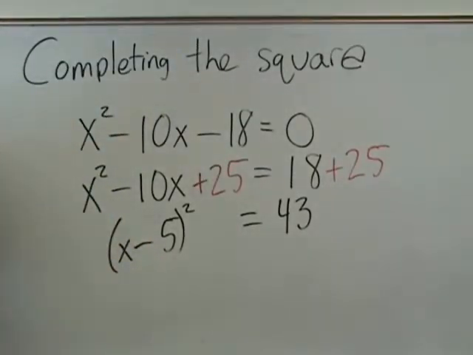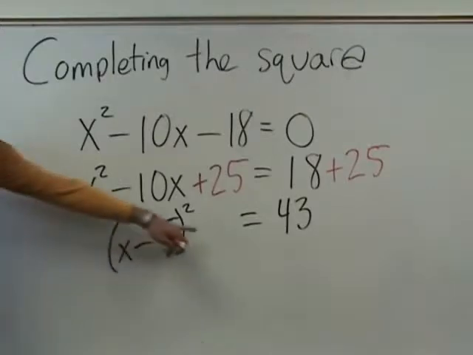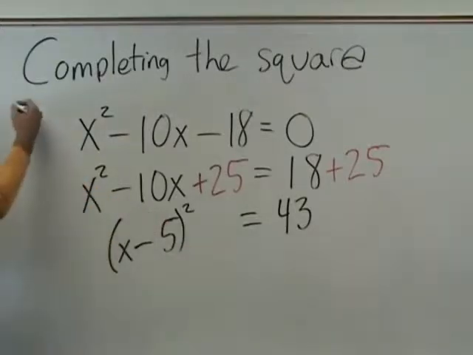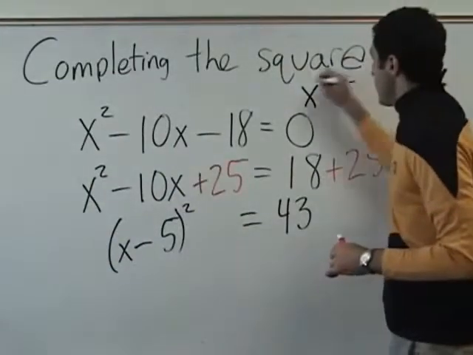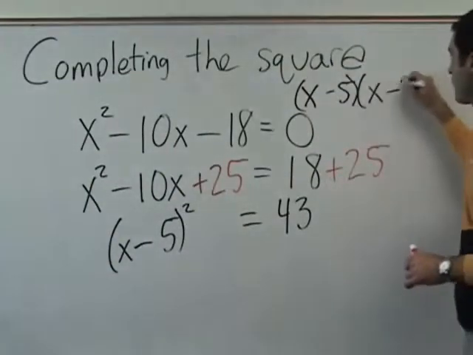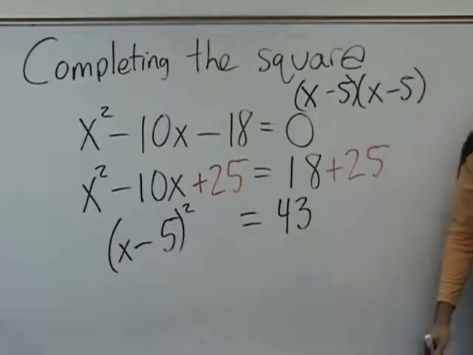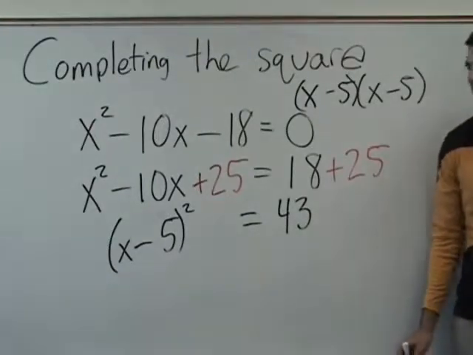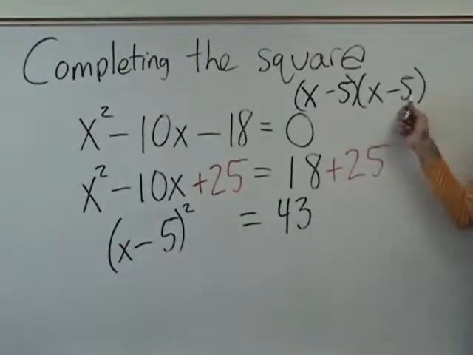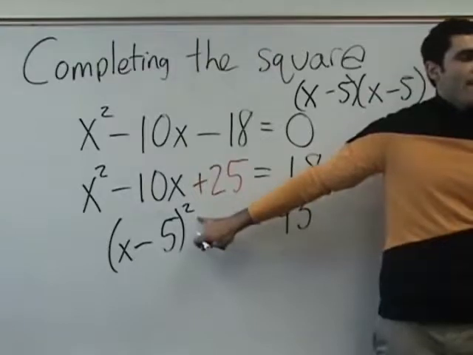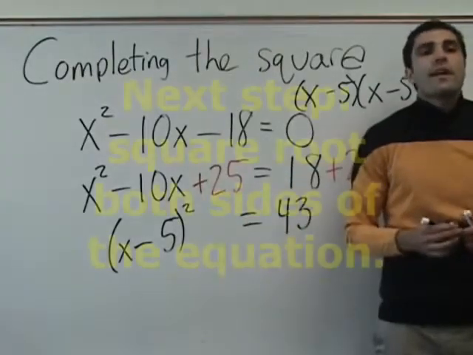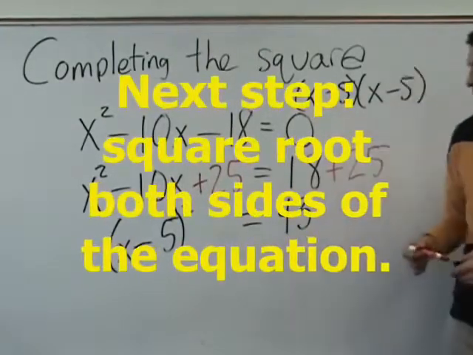What is x minus 5 times x minus 5? 25. No, x squared minus 10x plus 25. So it works. Good. Now we're at this point. What do we do to both sides to maybe get rid of this squared? Square root both sides.